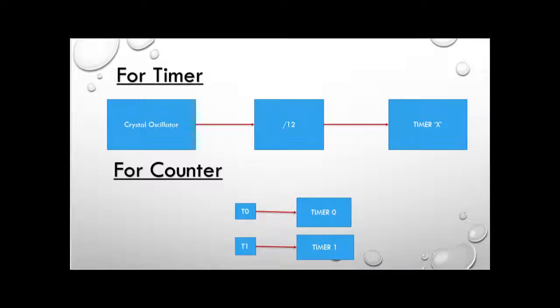A timer can be used as a timer or a counter. When it is used as a timer, the crystal oscillator frequency it receives is internally divided by 12, and this is fed to the timer. The frequency of the crystal is generally 11.0592 megahertz. After dividing it by 12, the timer receives a frequency of 921.6 kilohertz. It can be used as a counter as well, where timer 0 and timer 1 can be used separately.